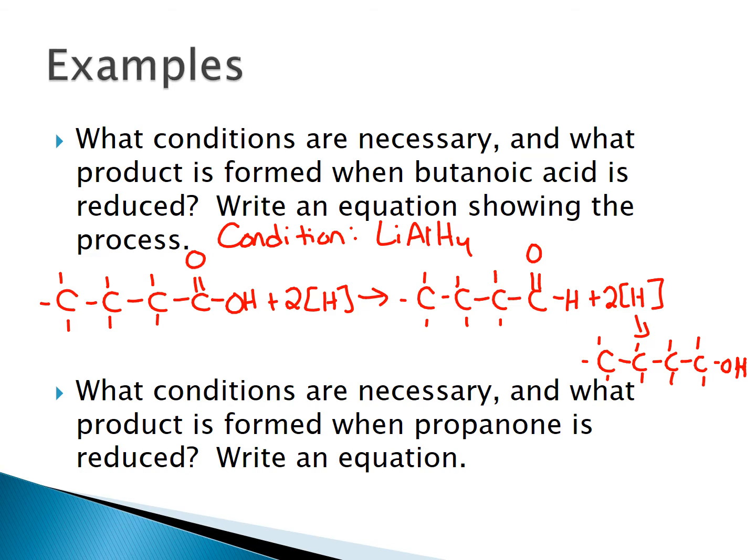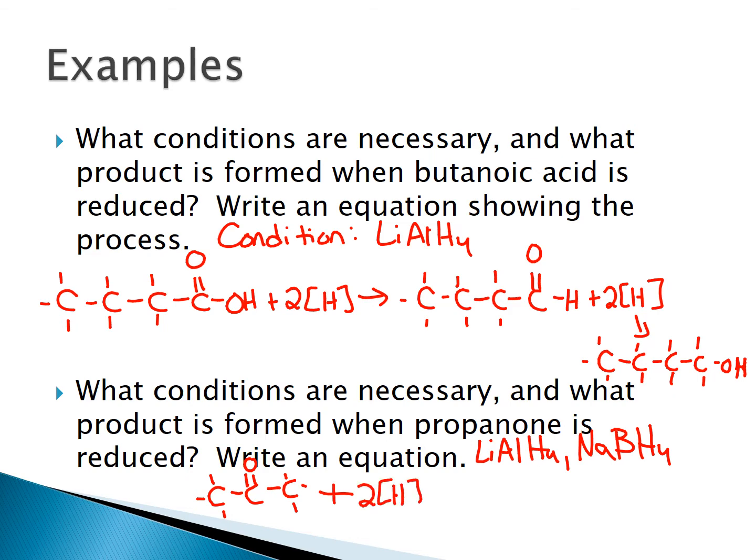So the next says, what conditions are necessary and what product is formed when propanone is reduced? Okay, so this is a ketone. So this is just going to be one step. So the conditions necessary, we can use either reducing agent, either lithium aluminum hydride or sodium borohydride. And when propanone is reduced, we'll get propan-2-ol.